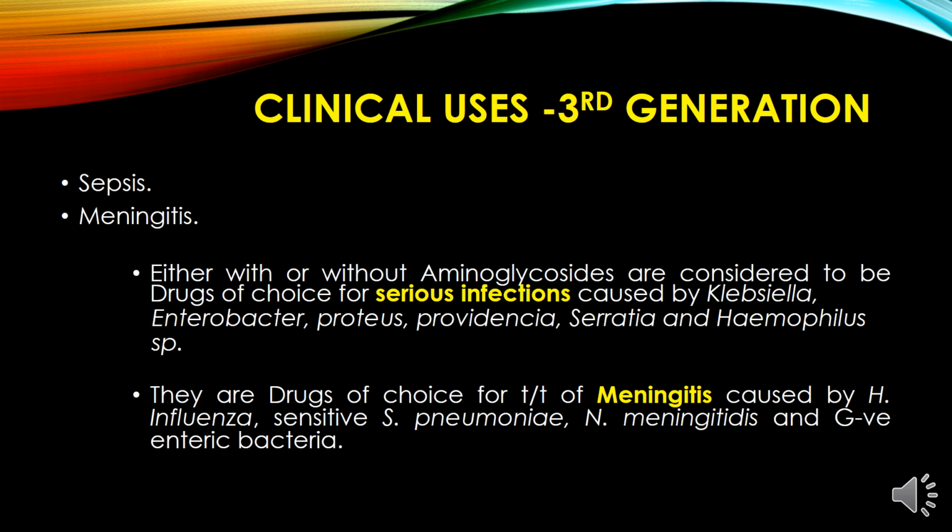The clinical uses of third generation cephalosporins. It is used for the treatment of sepsis and meningitis. In sepsis, of course, there are serious infections which are caused by Klebsiella, Enterobacter, Proteus, Providencia, Serratia and Haemophilus species. They are also the drugs of choice for the treatment of meningitis, which is caused by H. influenzae, Streptococcus pneumoniae, Neisseria meningitidis and various gram-negative enteric bacteria.